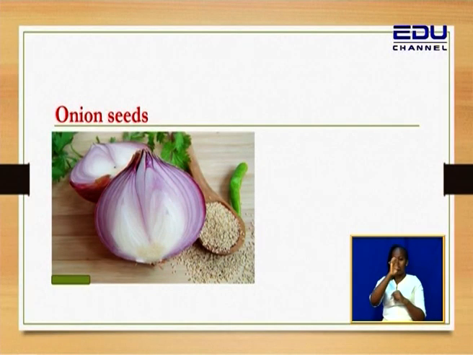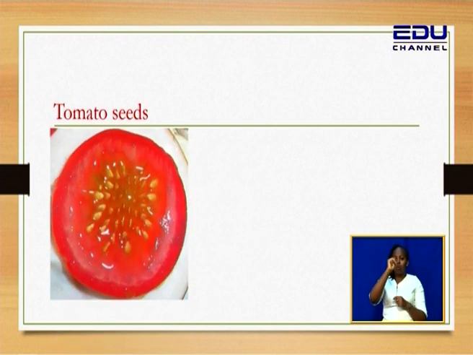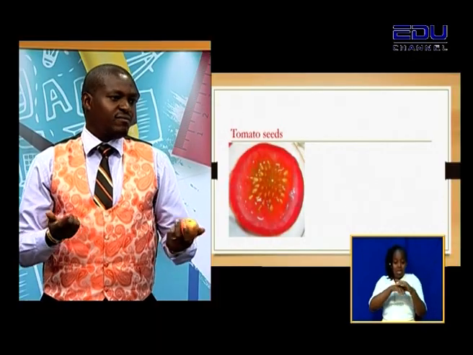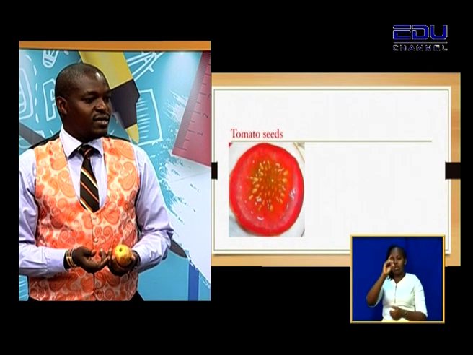Look at the onions. This is what is inside there. Those are the onion seeds. Very tiny grains. Look at the tomato. Just cut it and you'll see those particular seeds. Just slice it into two and you'll see, just like an apple. If I was to slice this, you will see some small tiny seeds inside.